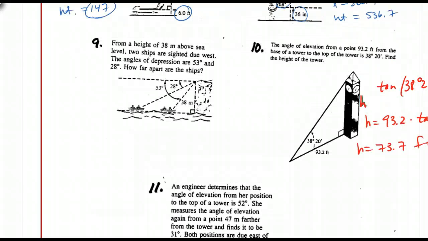From a height of 38 meters above sea level, two ships are sighted due west. The angles of depression are 53 and 28. How far apart are the ships?